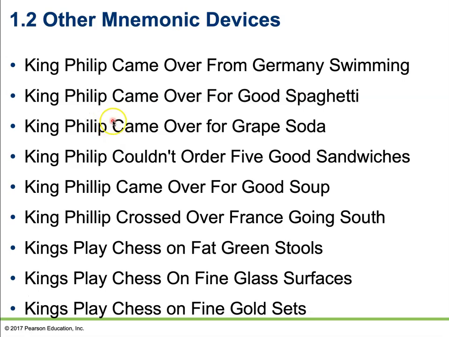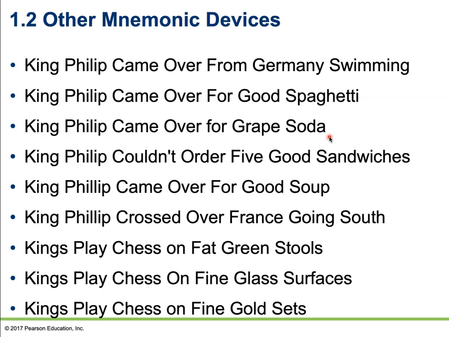Here are some of the more appropriate ones that I have seen. King Philip came over from Germany swimming. King Philip came over for good spaghetti. King Philip came over for grape soda. So on and so forth. Feel free to use any of these that may help you remember the order.